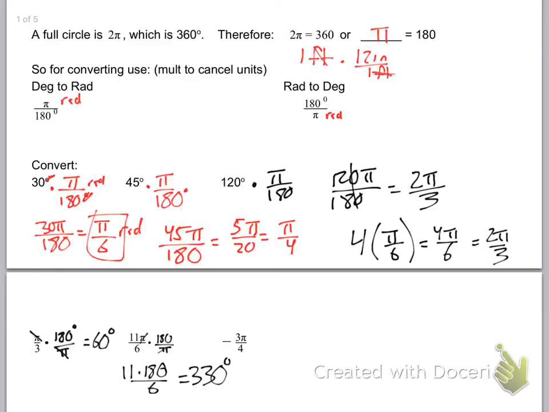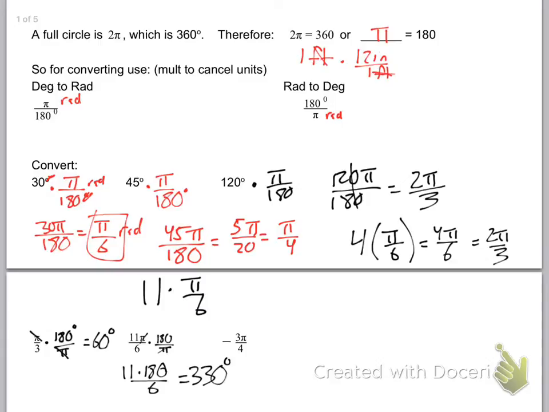Now wait. Whoa, what? 11 pi over 6? Isn't that the same thing as 11 times pi over 6? And what was pi over 6 again? 30. So it's 11 times 30. 330 degrees. A couple different ways to convert here, guys.